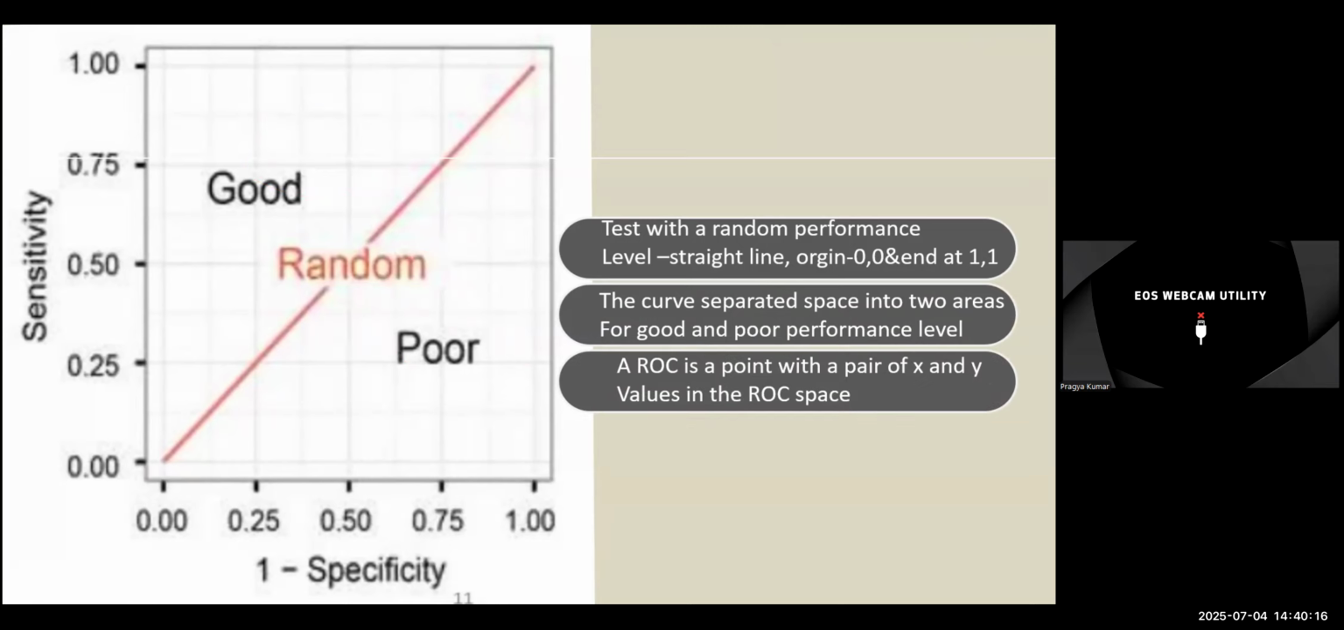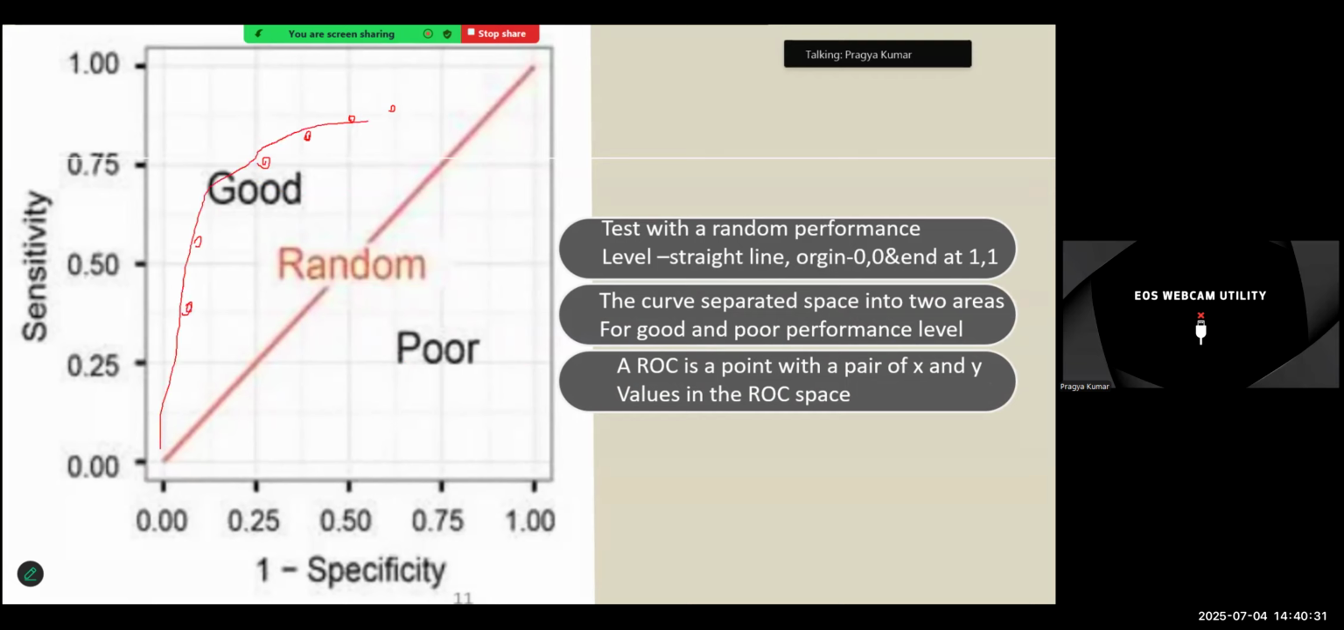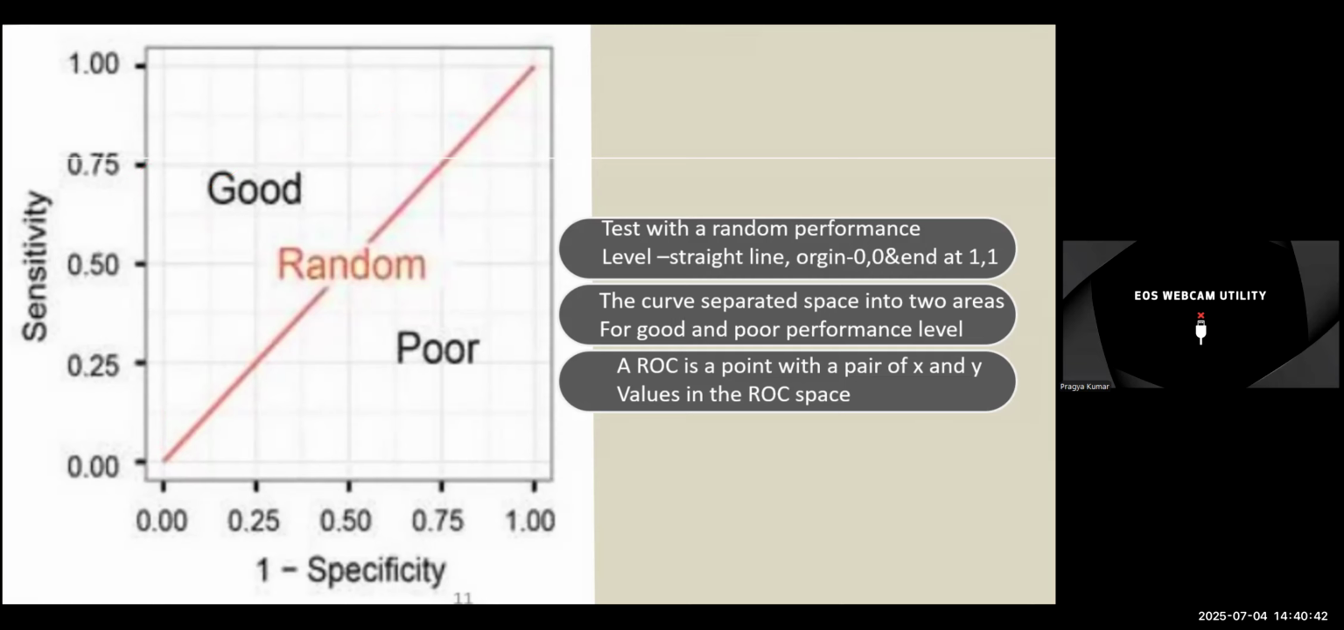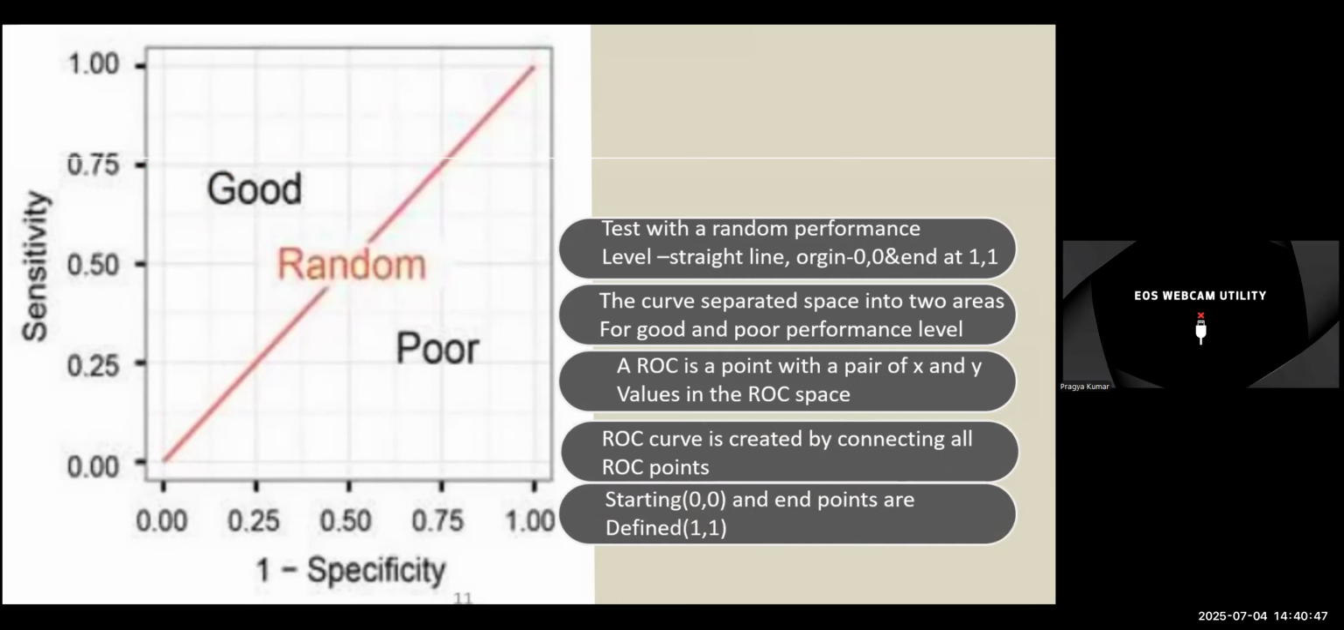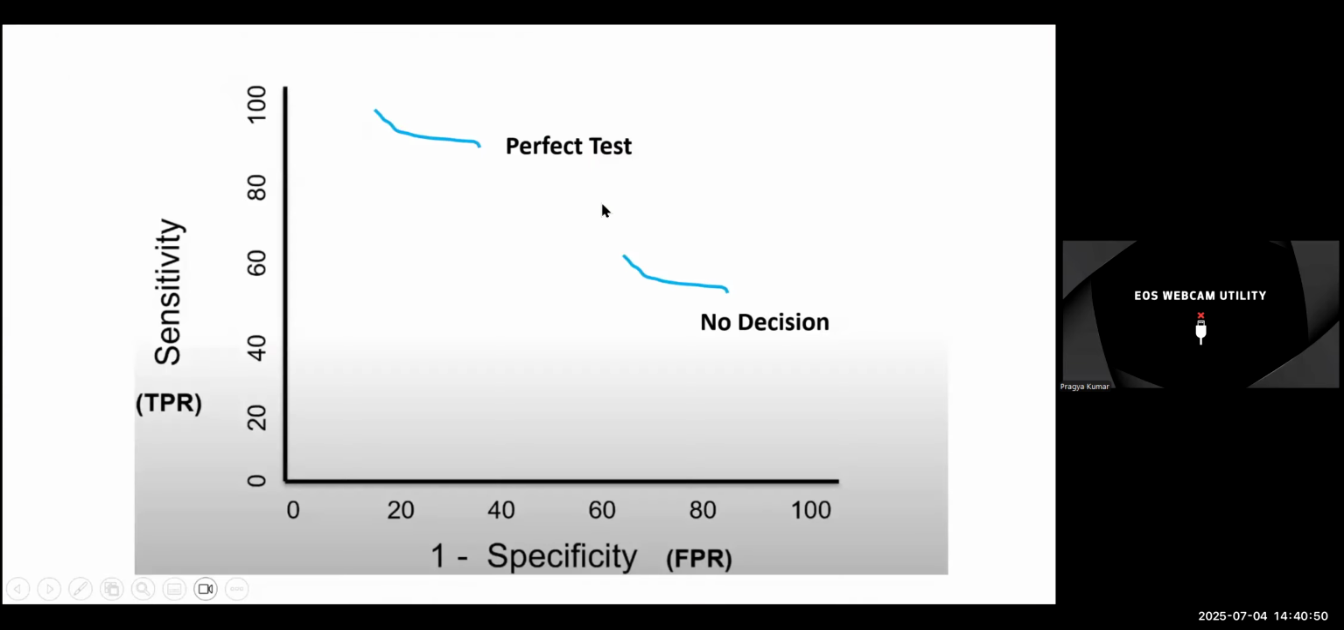And what is ROC? Basically, for each cutoff it calculates an individual point. The points which we see in the graph are individual points, and when you connect these points, it plots the ROC curve. Basically, it is a point with a pair of an X value and a Y value, and there are so many points, one for each cutoff, and when you join them, that's the ROC curve. The starting point is 0, 0 and the end point is 1, 1 on this ROC.